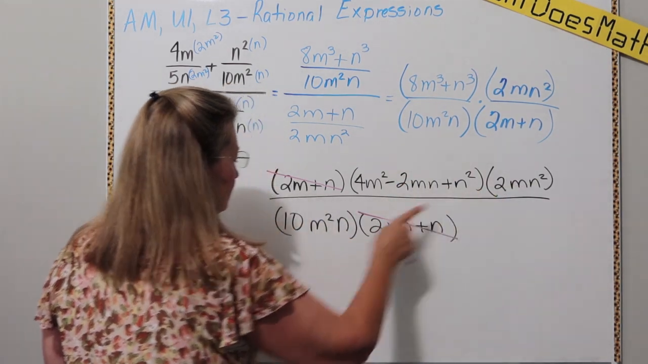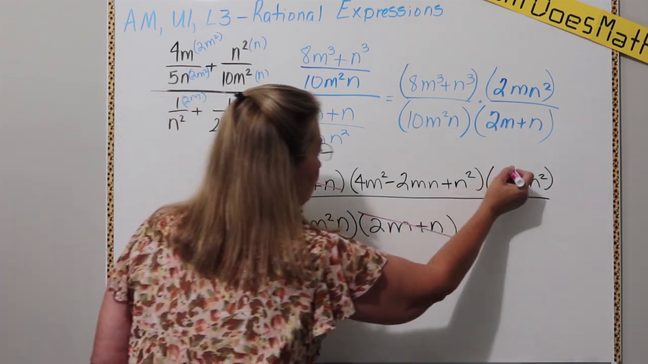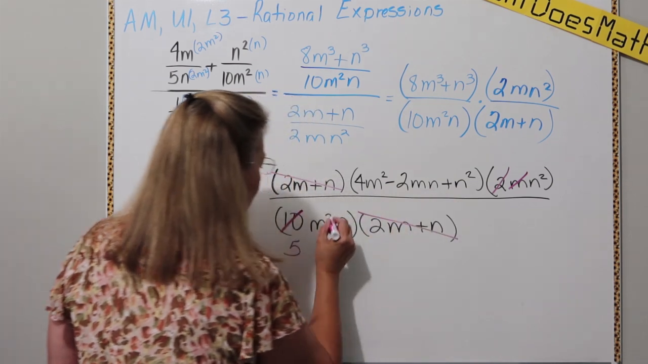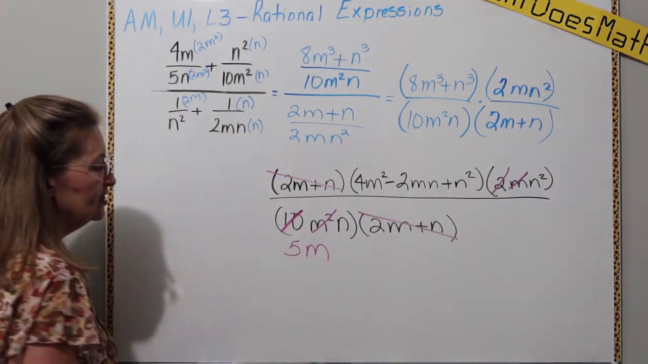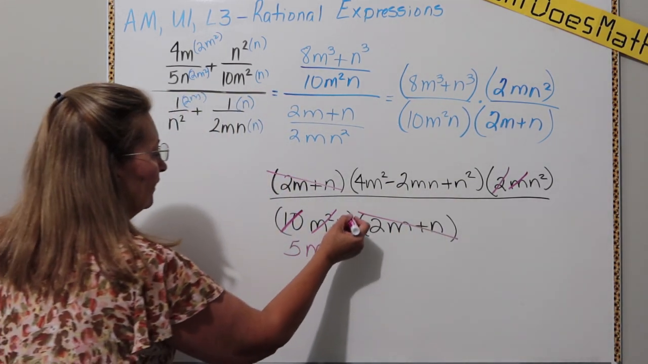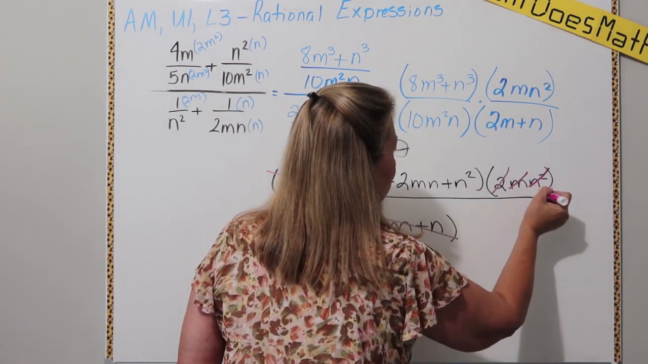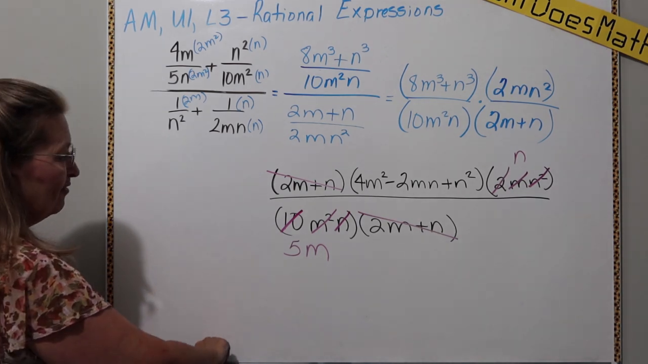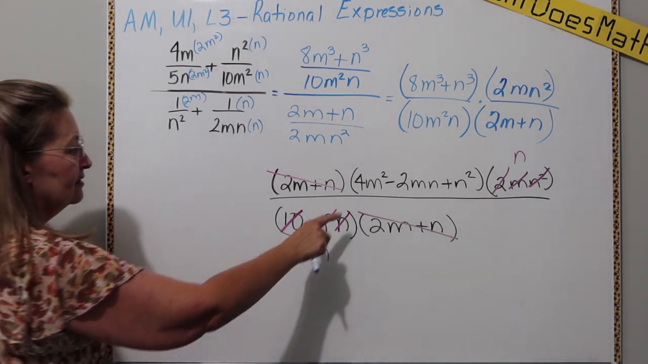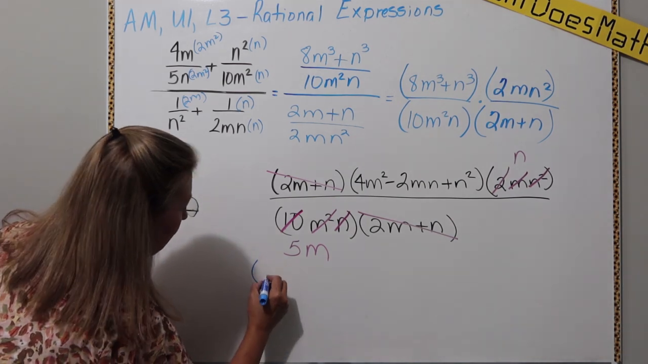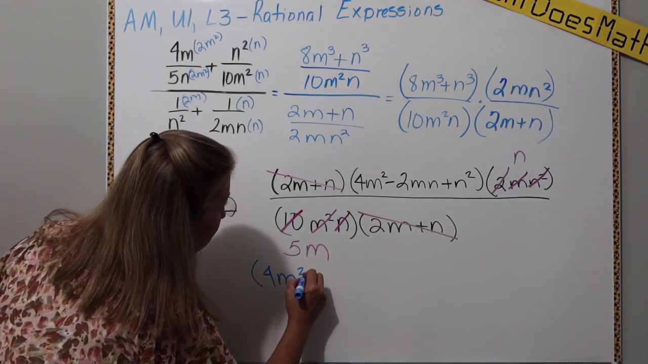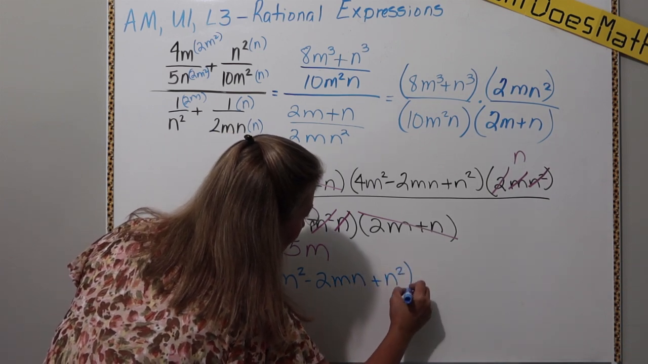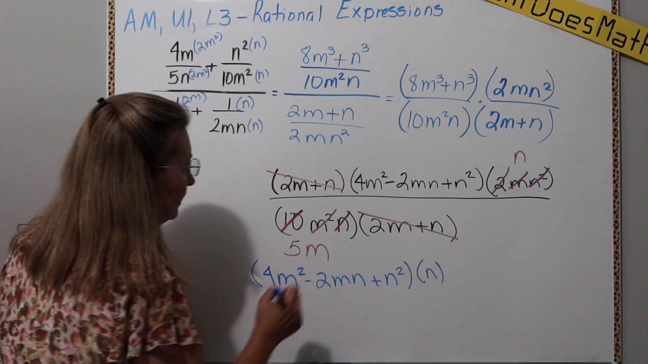Alright, how about this with this? Well, 10 and 2 will cancel and leave me 5. The m and the m squared will cancel and just leave me m here. And then the n's cancel, but since the highest exponent is up here, that's going to stay up there. So my final answer on this problem is this trinomial right here, the 4m squared minus 2mn plus n squared times that little n down there.